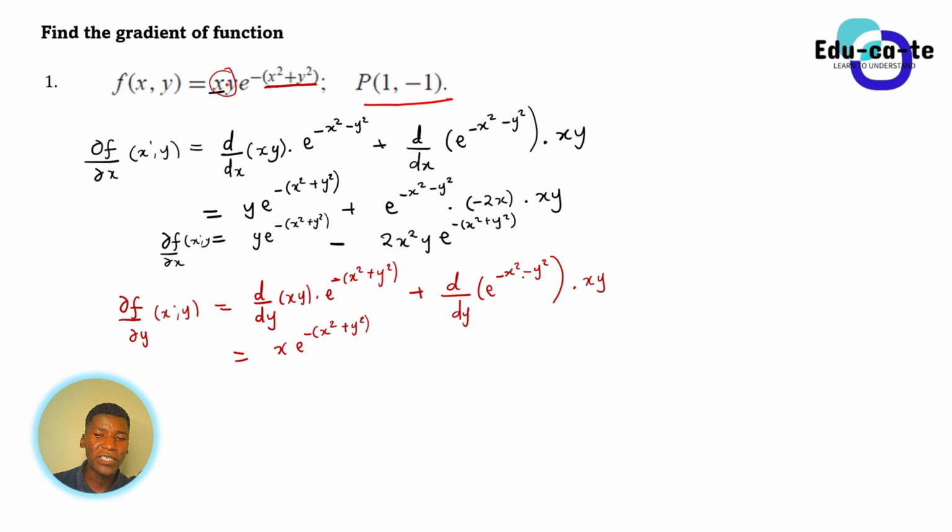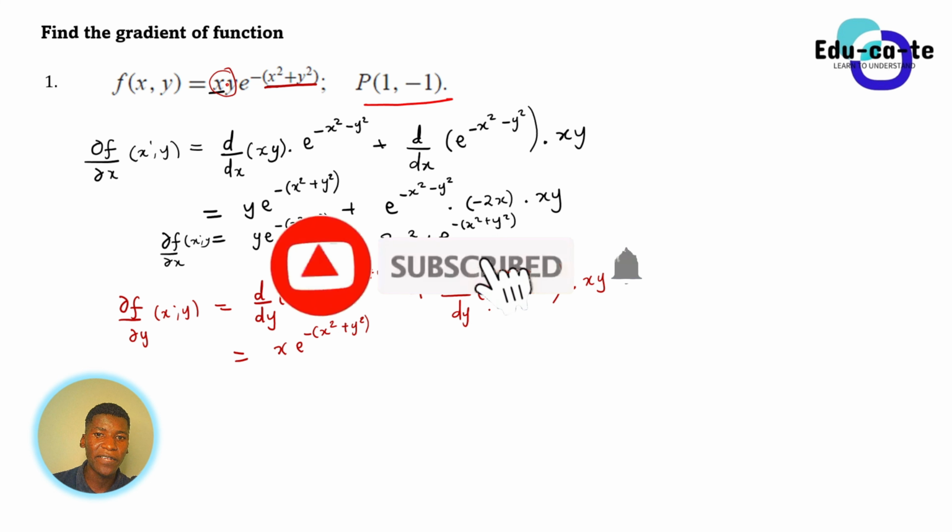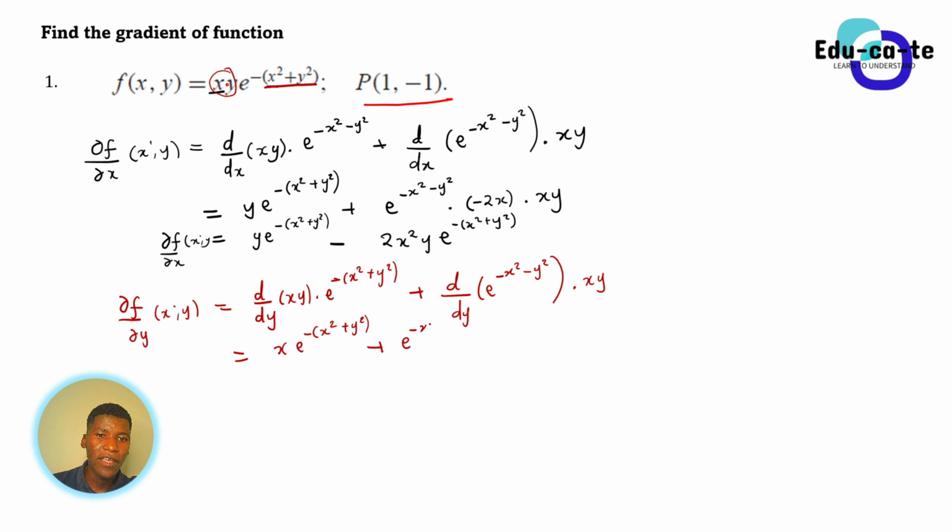And now if you differentiate this natural exponential function in terms of y, you just retain it exactly as it is, which is e to the power of negative x squared minus y squared, and then multiplied by the derivative of the exponent. The exponent is negative x squared, negative y squared. So here, differentiating in terms of y, you are going to get negative 2y. And then this is multiplied by xy.